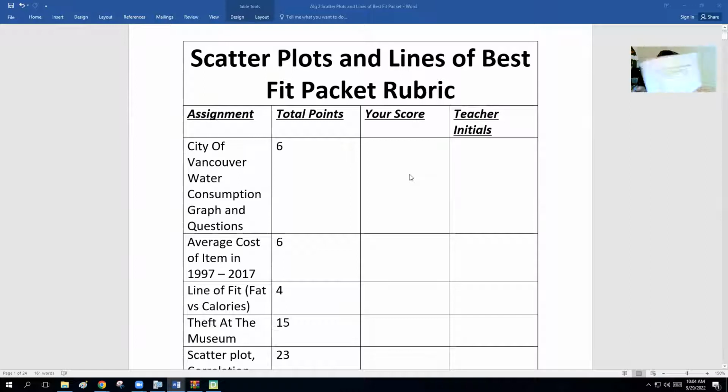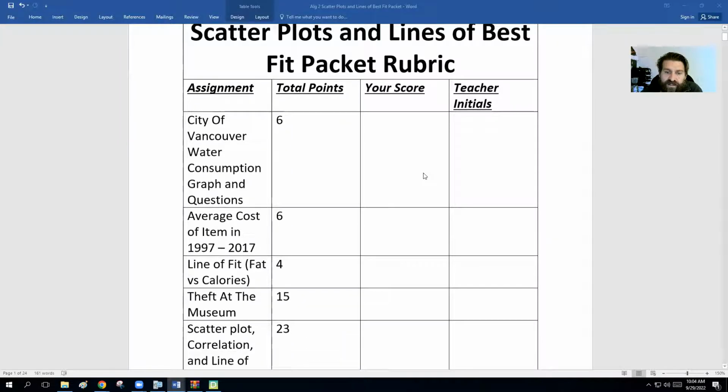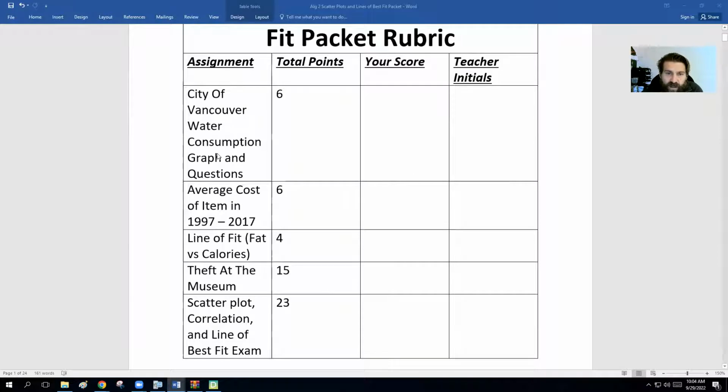So you guys probably just got this big packet here. It looks pretty thick, but I'm going to go through right now to kind of explain some of the assignments that you guys will be working up to, to have this activity after Chapter 2 in Algebra 2. So this packet you can see is broken up into a couple different assignments here.